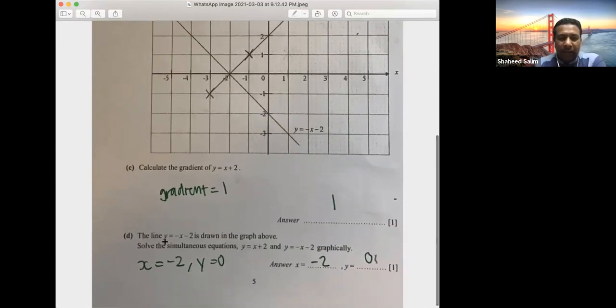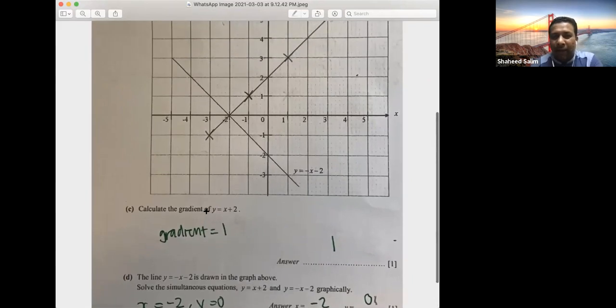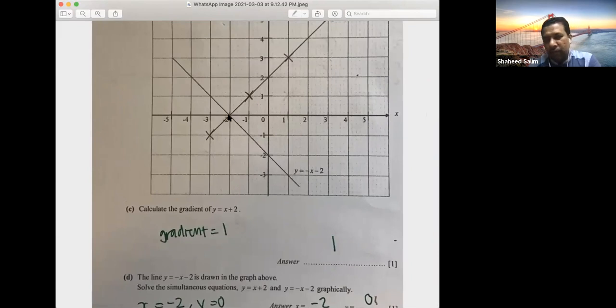Okay, now there is this other line, y equals minus x minus 2. So this is the other one. How do we know? We look at the minus 2 here. It cuts minus 2 here. So they're just asking you to solve it graphically. Now, what does it mean? When we do the substitution method and get the answer like earlier on, x equals what, y equals what, we are actually getting the intersection.